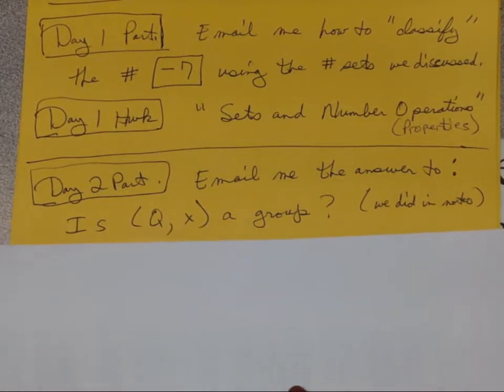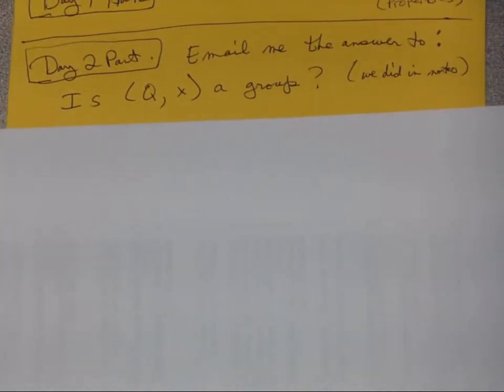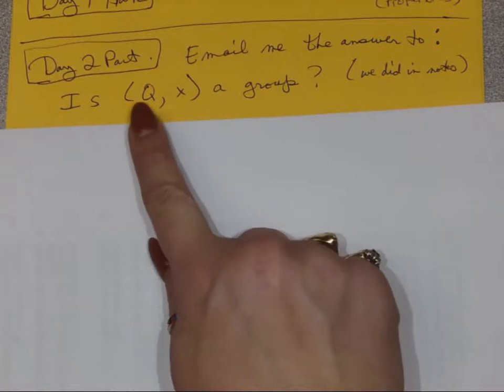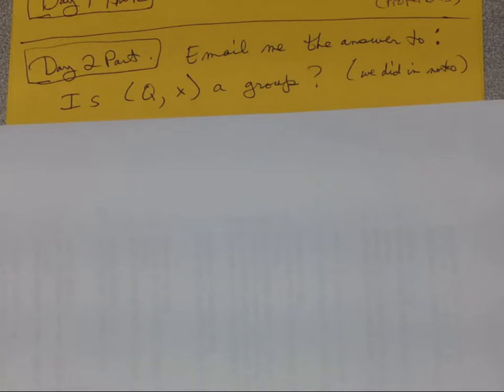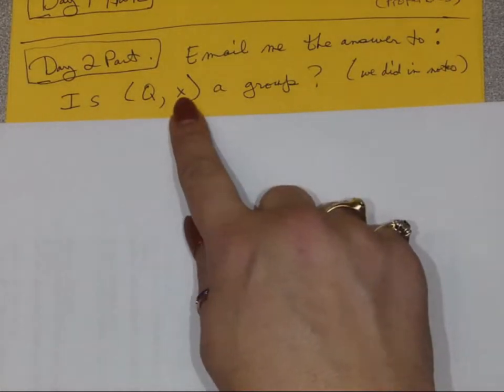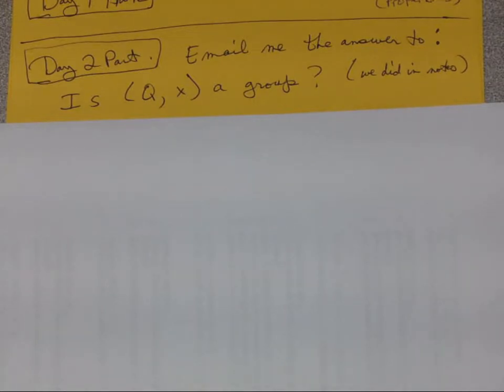Day 2's participation, please email me the answer to whether or not Q and multiply are a group. So does that set Q with that operation, multiplication, make a group? We actually did this problem in the notes, so again, if you follow along in the notes, then you can just figure that out and then tell me, is Q under multiplication a group or is it not? You don't even have to tell me why. You can just tell me yes or no.